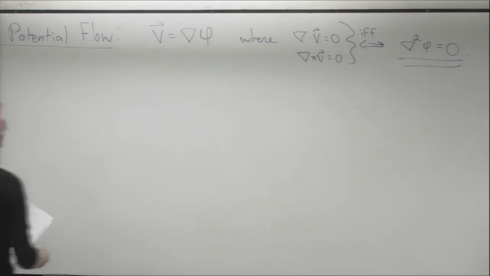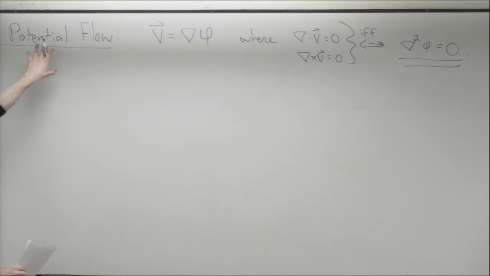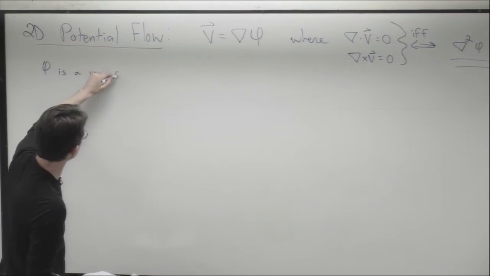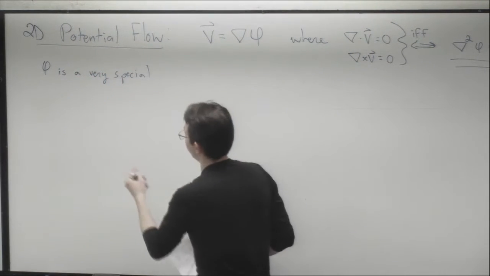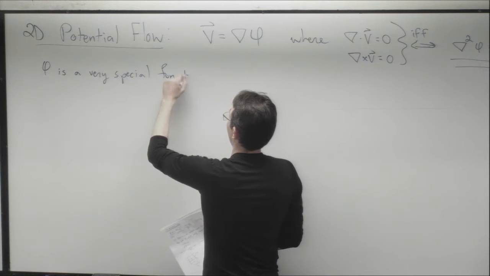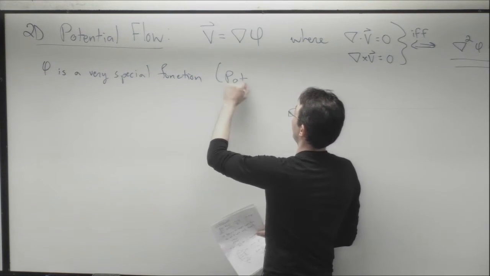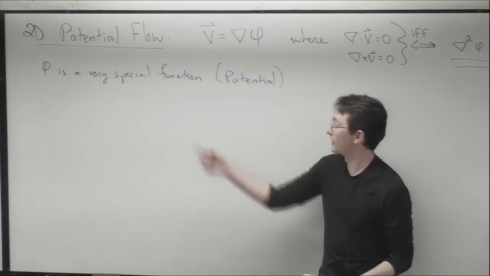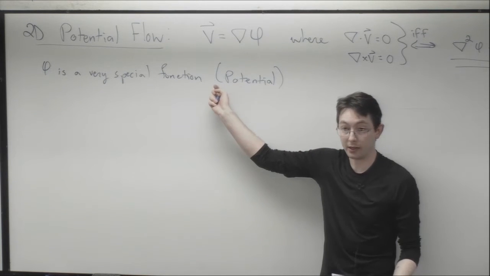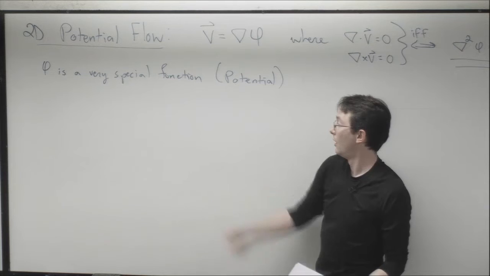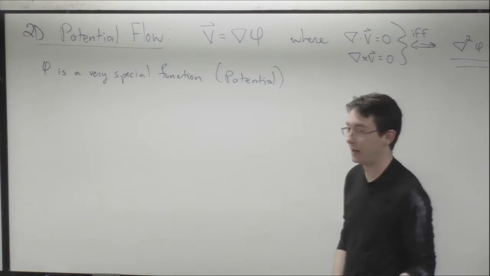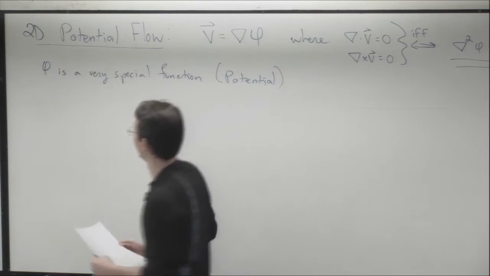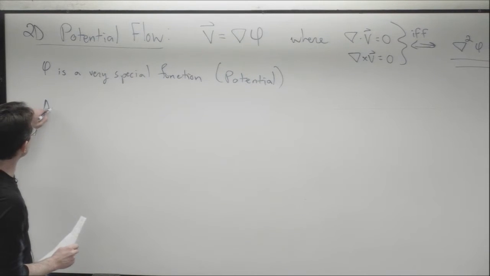Now, it turns out that there's another really, really special function. Phi is a very special function. Not all functions are as special as phi, called the potential function. And in problems like gravitation or electrostatics, it literally means the potential, the gravitational potential or the electrostatic potential. So this is not some trick name. It essentially has the same meaning as in physics. But there's another special function.